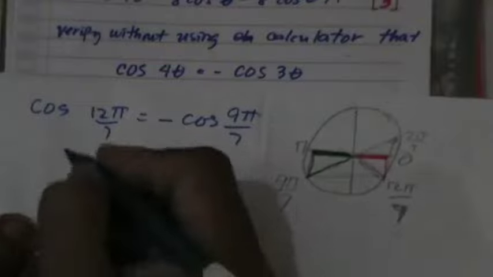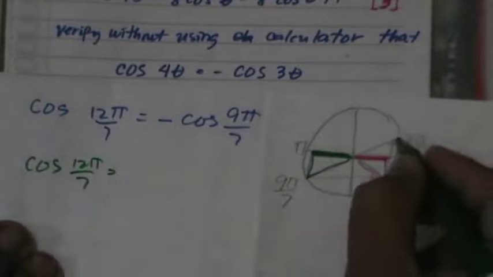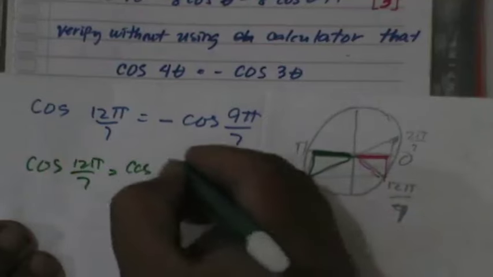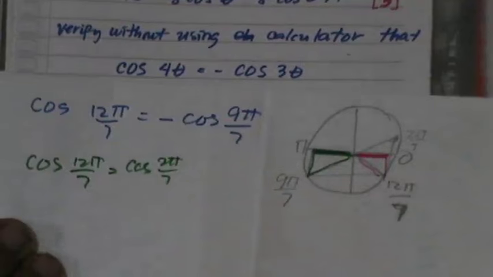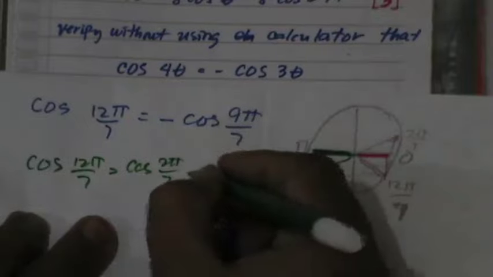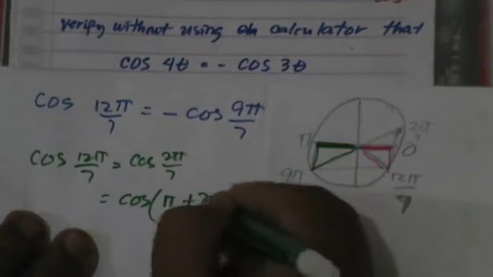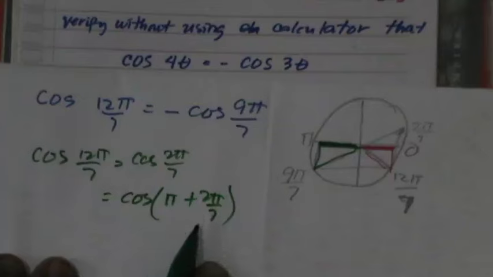So how are we going to do that? What shall we do from here is that the cosine, I don't know if it's visible, alright, still visible. The cosine of 12 pi over 7 is actually equal to the cosine of 2 pi over 7, right? Because they share the same cosine there. But what is that equal to? That is equal to the cosine of pi plus 2 pi over 7. But what is that pi plus 2 pi over 7? Well, this is the negative of that, okay?